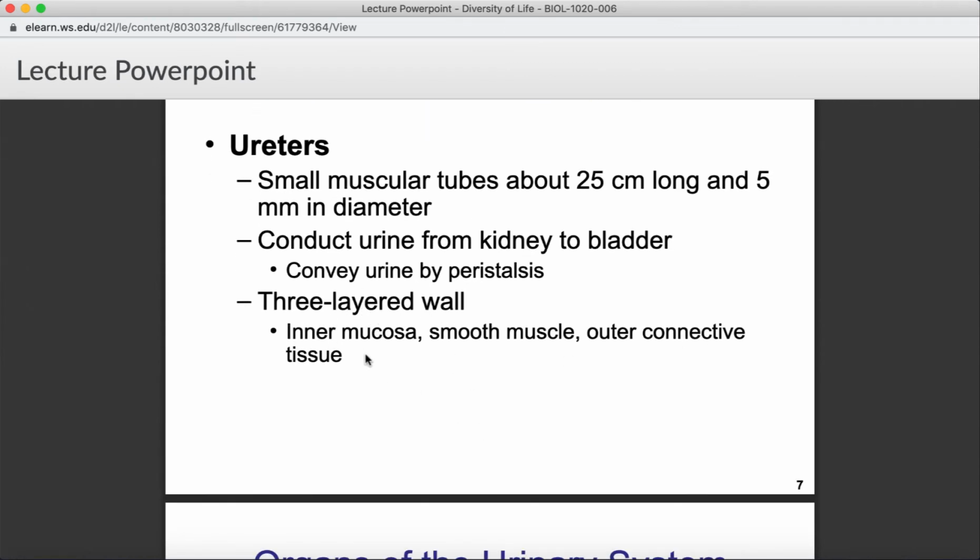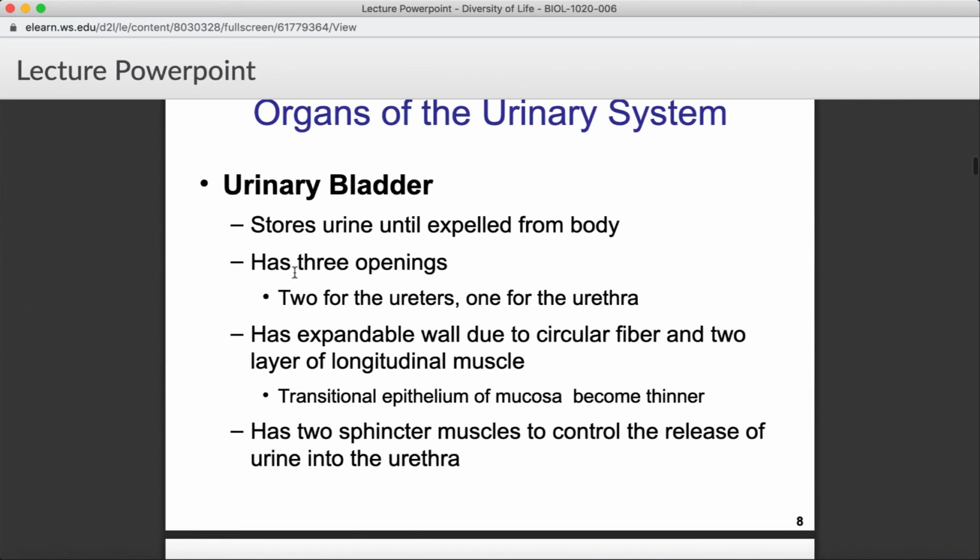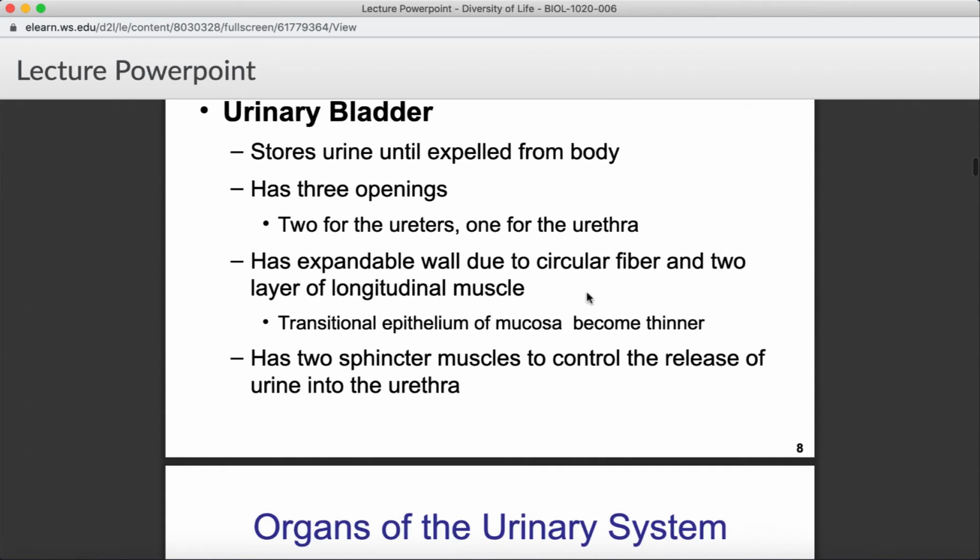They have a three-layered muscular wall: inner mucosa, smooth muscle, and outer connective tissue. The urinary bladder's primary function is to store urine until it's expelled from the body. You have 3 openings: 2 for the ureters, one for each, and 1 for the urethra. It's expandable due to it having a circular fibrous wall with layers of longitudinal muscles. It has rugae on the inside, like your stomach, and as it expands, it stretches.